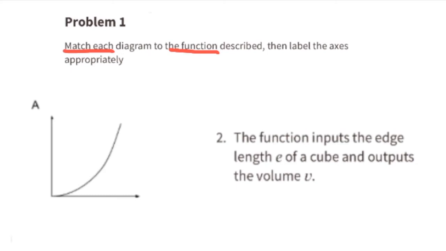The function inputs the edge length e of a cube and outputs the volume v. Edge length e would be the horizontal axis or the x-axis, and volume v would be the vertical axis or the y-axis. This graph shows that as the edge length of a cube, e, increases, the volume of the cube, v, also increases.